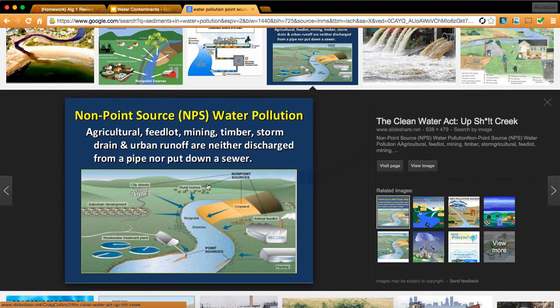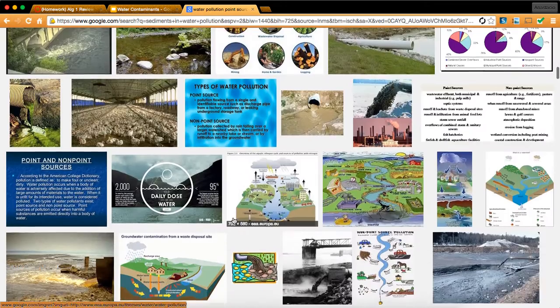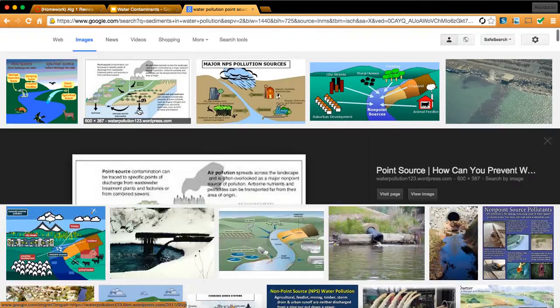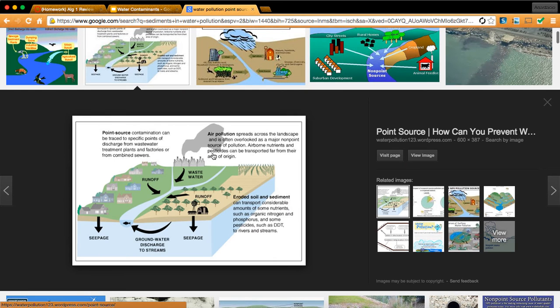Anyway, non-point source pollution is something coming from a large area. Air pollution is kind of a non-point pollution source. If you talk about the specific pipe that the exhaust comes out of your car, that's a point source. But if you're talking about all the cars in the city, that would be a non-point source.